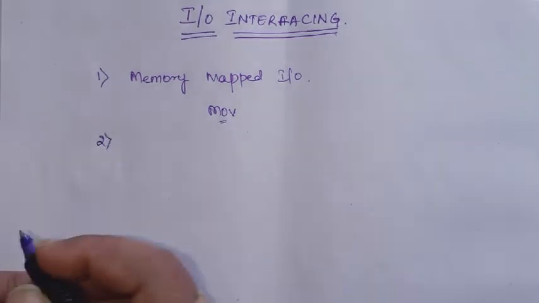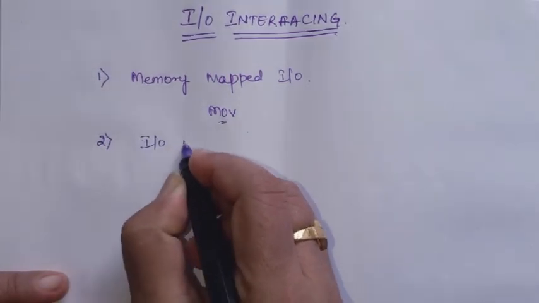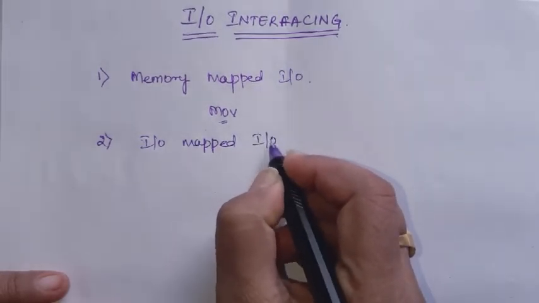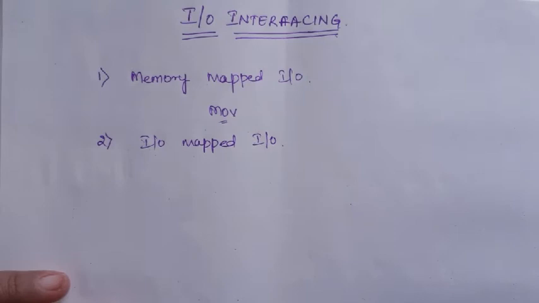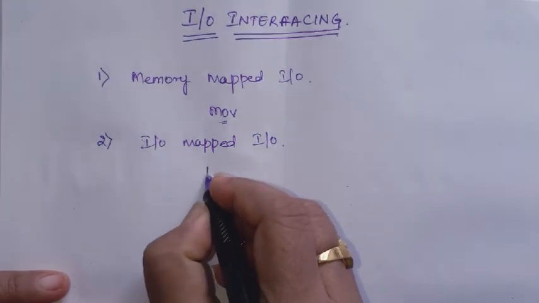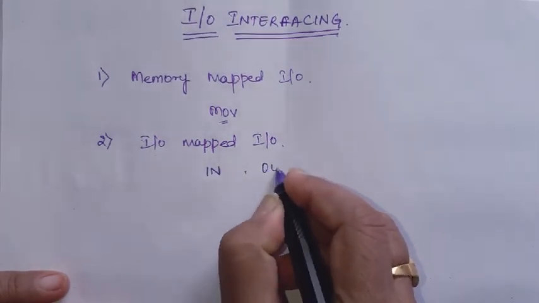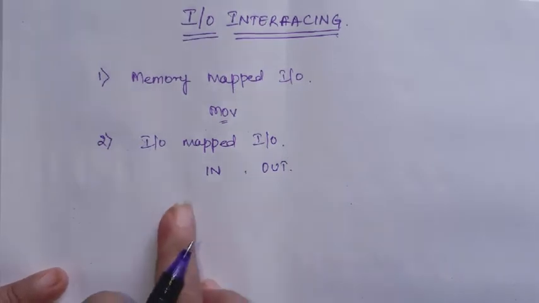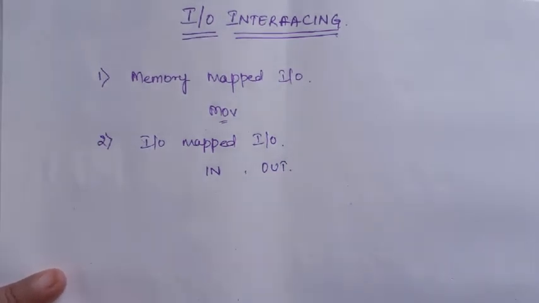Then the next scheme is I/O mapped I/O. So in this case, the I/O device is treated as an I/O device. It is accessed with the instructions IN and OUT. So this is the scheme we will discuss further.